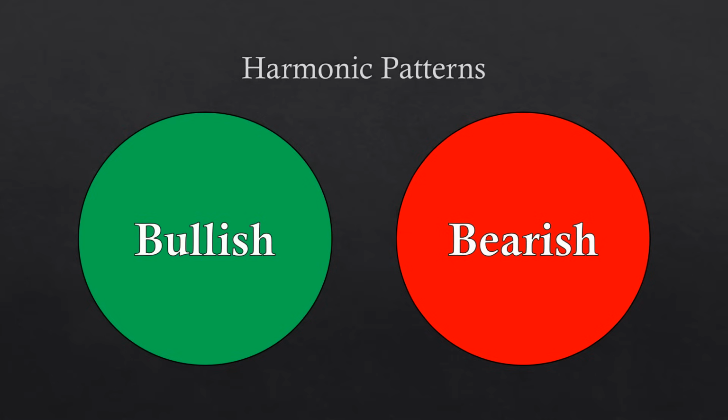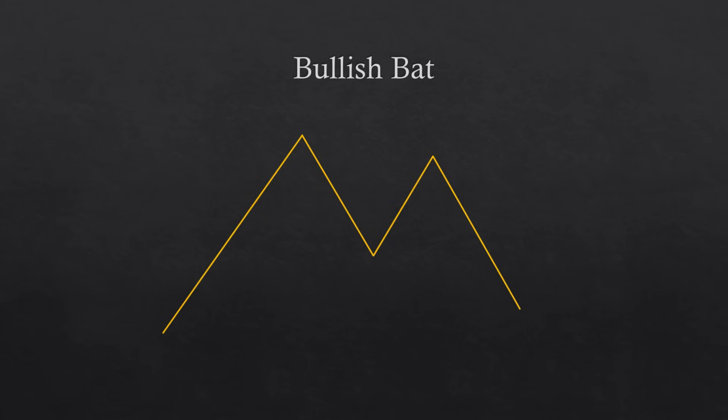The first pattern we're going to study is called bat. Let's begin with the bullish variation, which will show a probable reversal to the upside. The bullish bat is formed by 4 price movements. This is the basic shape of the bullish bat. It's important that we label each price movement to facilitate things. We'll label all highs and lows as X, A, B, C, and D. You notice that most harmonic patterns will follow this order.